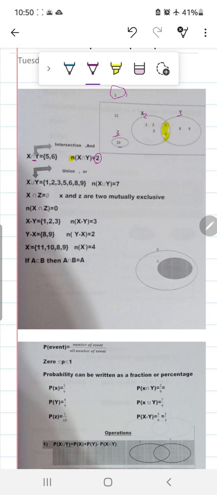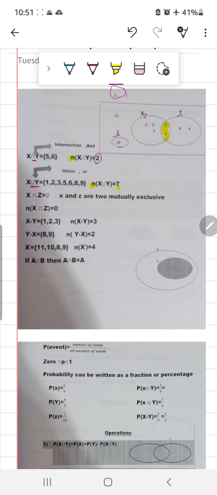Okay, what about the union? X union Y equals all elements in X and all elements in Y, and in sets we don't repeat. So we have here 1, 2, 3, 5, 6, 8 and 9. We don't repeat 5 and 6. And also the number of X union Y, it means how many elements in X union Y? We have 7 elements.